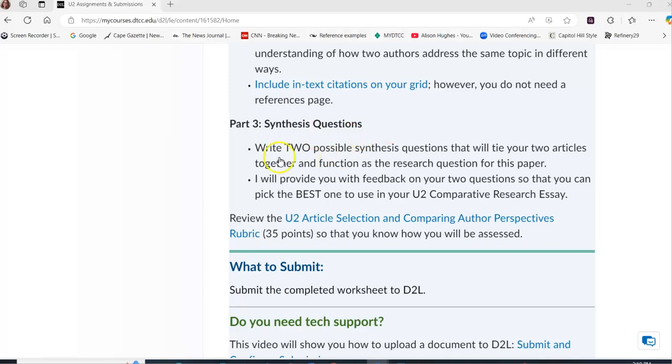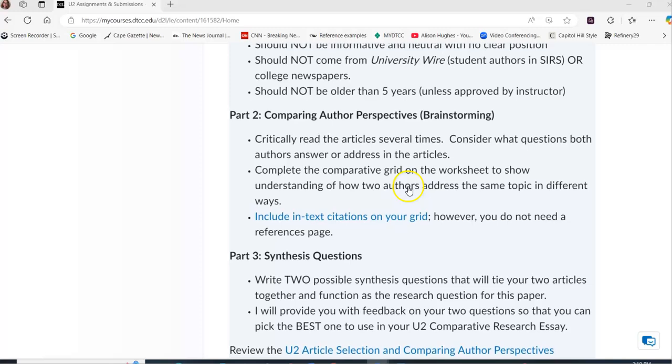The reason it's so important to check your feedback is because in part 3, when you wrote your 2 possible questions, I am going to be providing you with feedback on either picking one to use for the essay, or perhaps combining the 2 questions together, or perhaps starting with a new question. So you first want to make sure you've checked that feedback.